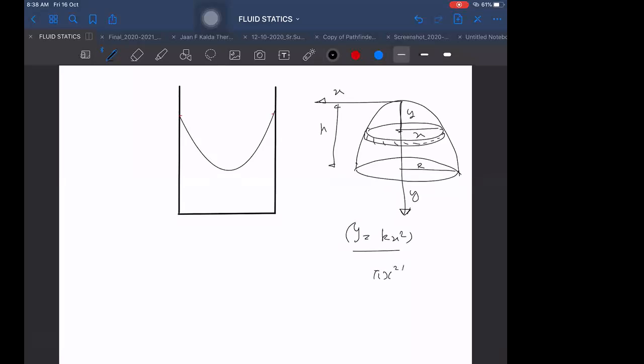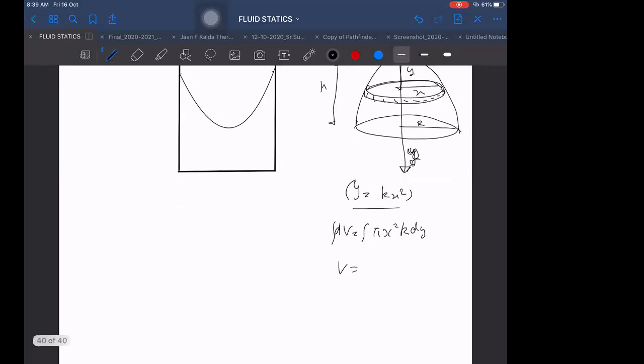Volume will become pi x square into dy. Sir, y is equal to minus k. Did you include minus in k only? No, my y-axis is also downwards, positive downwards, so no need to do that. So we are getting pi x square into dy. Now x square is y by k, so I can write it as pi by k into y into dy. We know y dy from 0 to h total will become pi h square by 2k.